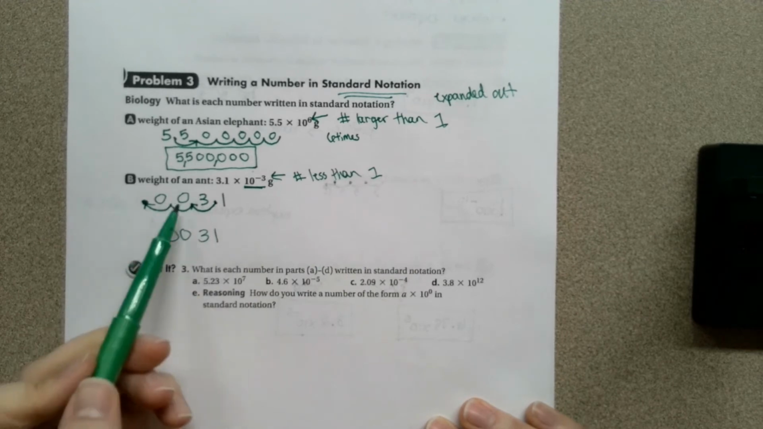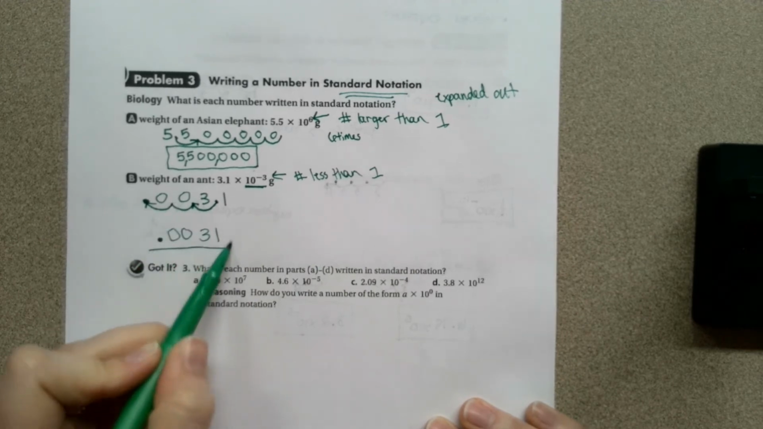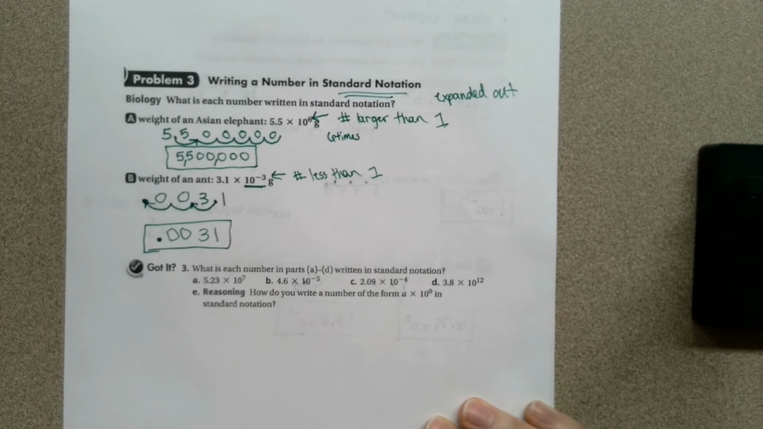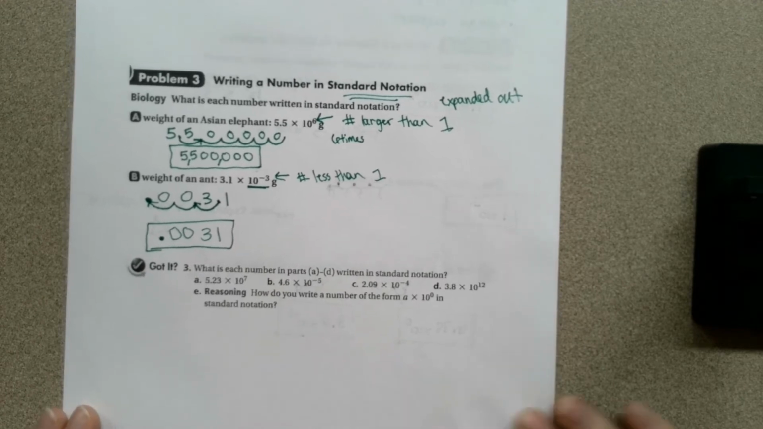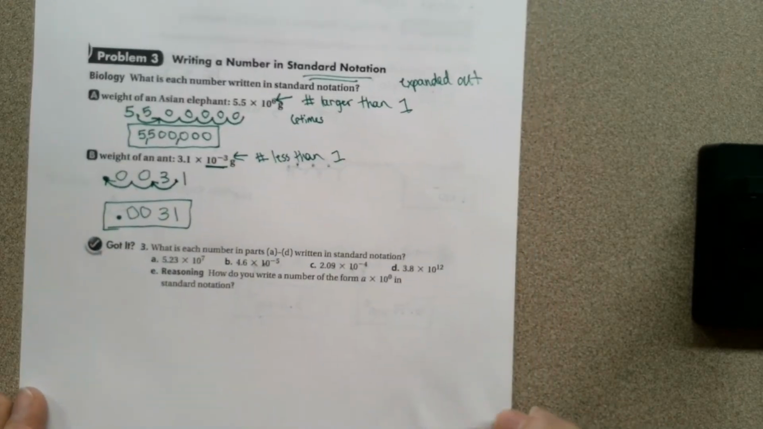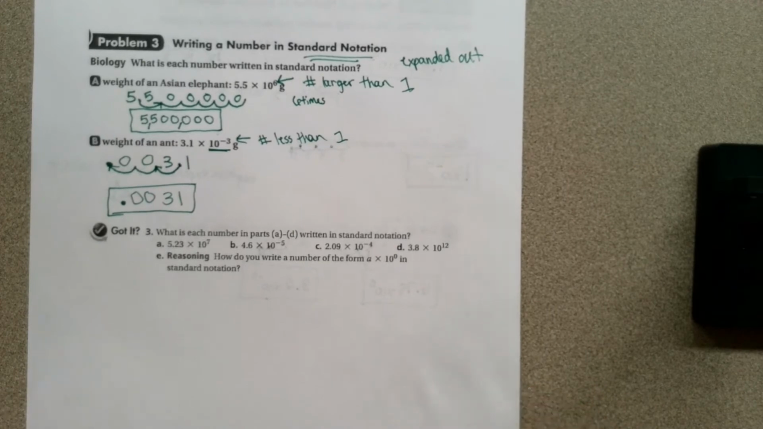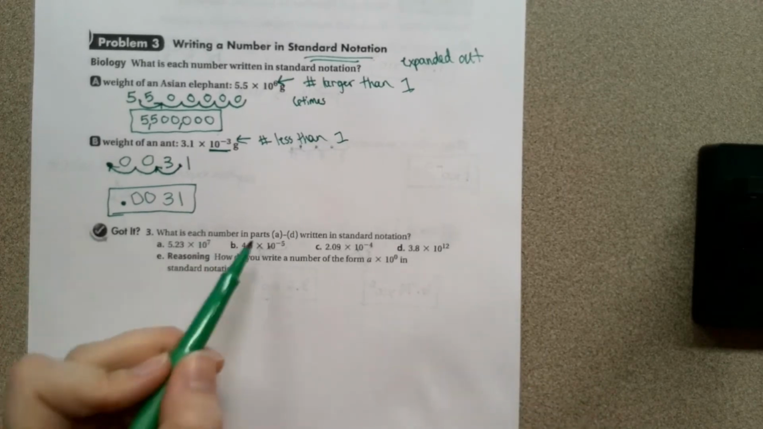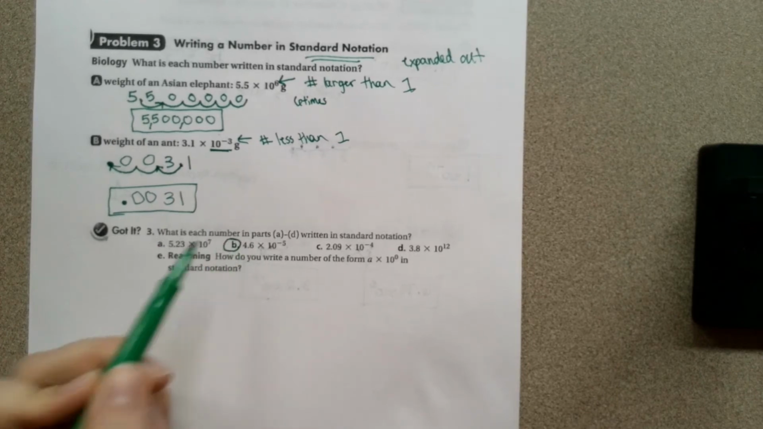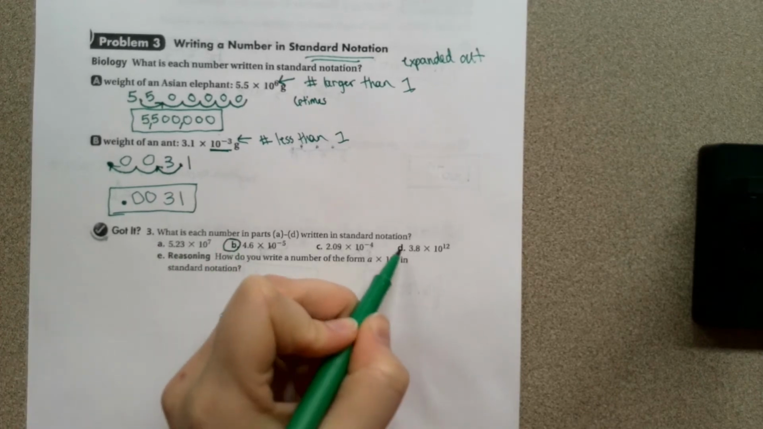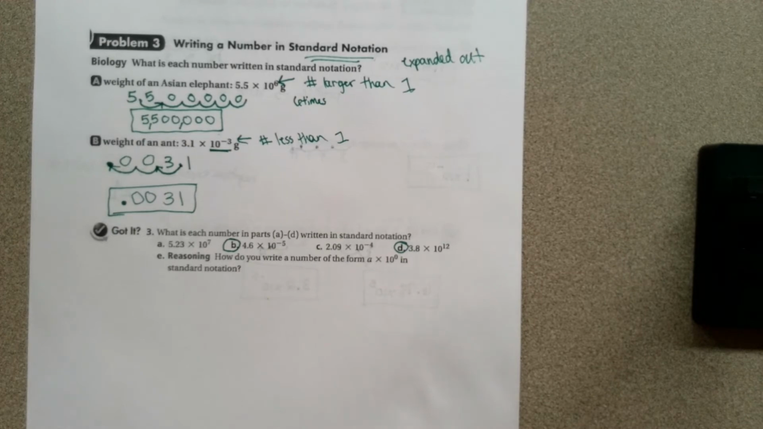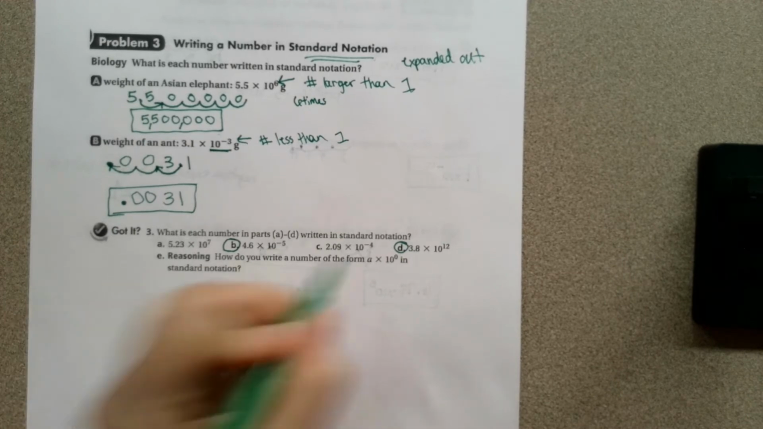Be careful when there are a lot of zeros that you double check how many of them you have so you don't accidentally make a mistake. We'll do 2 more examples like this. We'll do B and D. So if we look at B, we want to write it in standard notation.